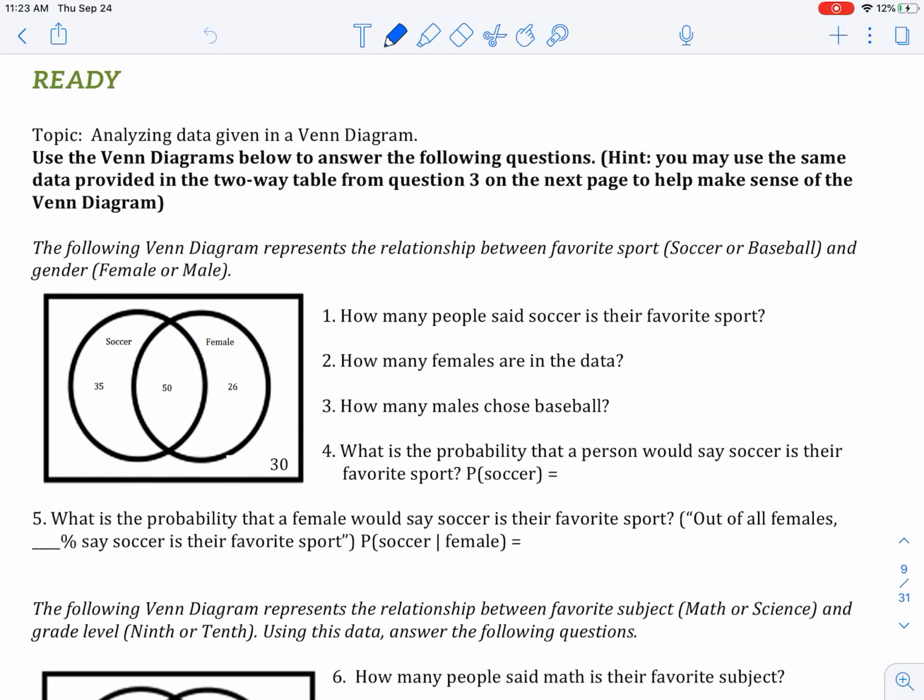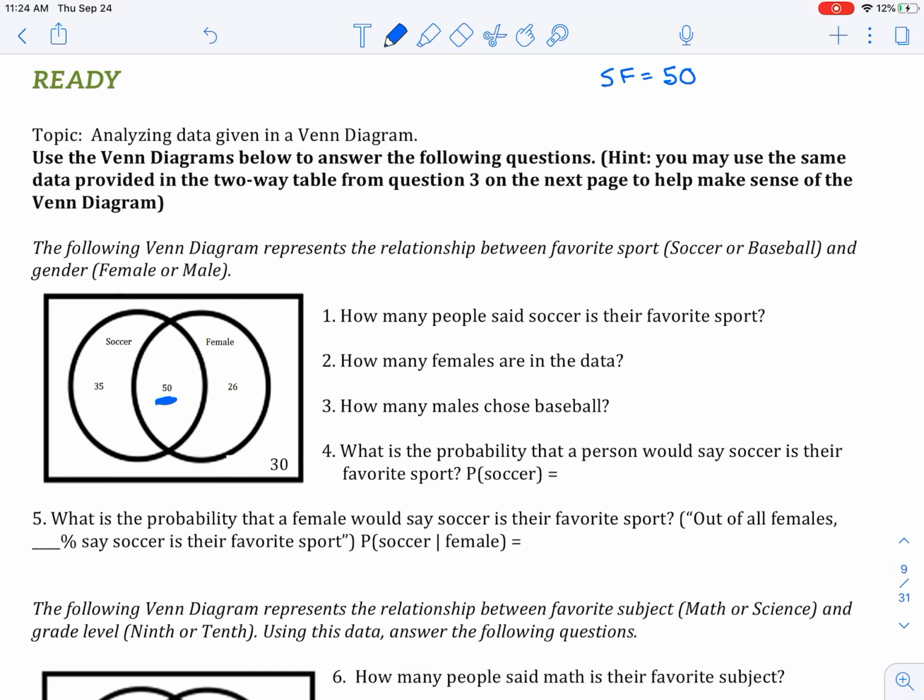Okay, the Venn diagram represents the relationship between favorite sport, soccer or baseball, and gender, male, female. So what we have here is we only have 2 of those. We only have soccer and female, okay? So I like to start thinking about what these different numbers represent, okay? And this is always the easiest one to spot. So I'll do this kind of work before I even start looking at the questions, okay? So I start thinking, okay, that middle part must be soccer, female is 50. Okay, that's it. Good enough.